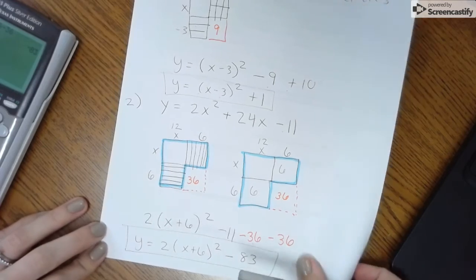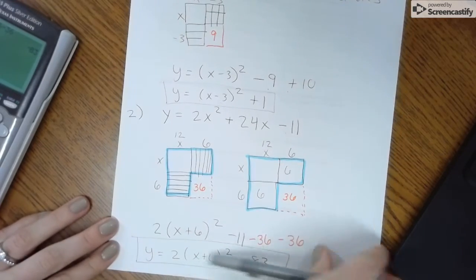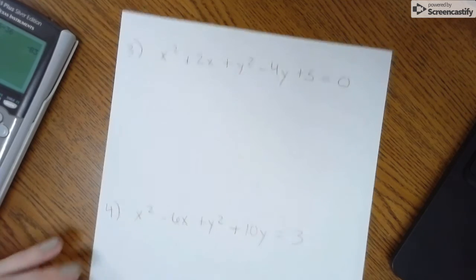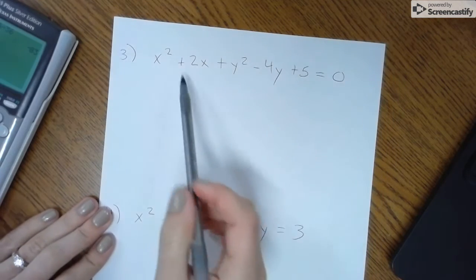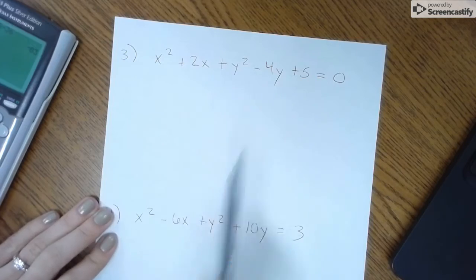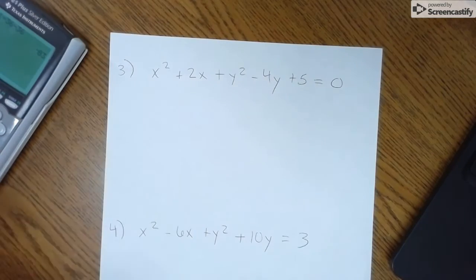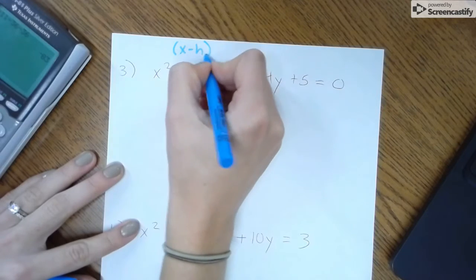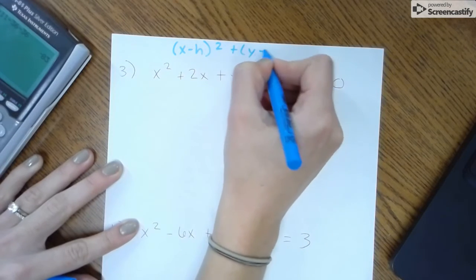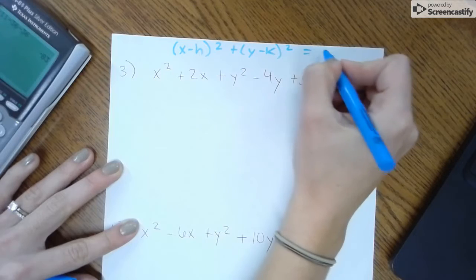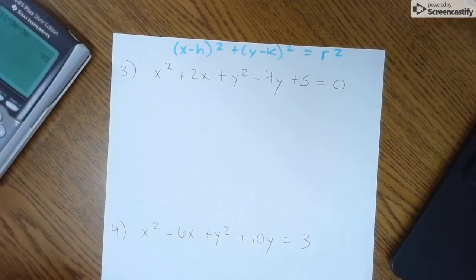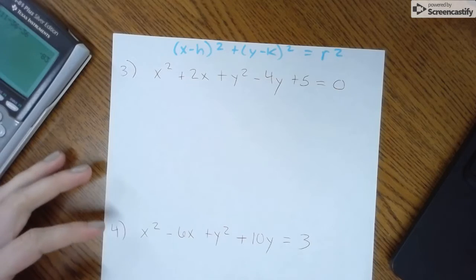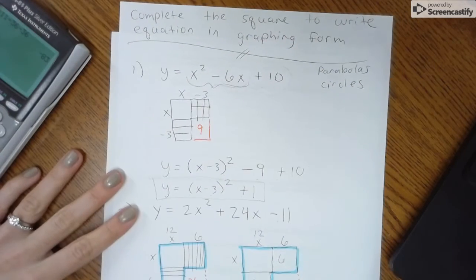Okay, so those were the two examples for the parabolas, and then I just want to do 2 examples with the circles. So the circles is really the same format. It's just you have to complete the square for the x's and the y's, and then you also have to just remember that our equation for a circle is x minus h squared plus y minus k squared equals the radius squared.